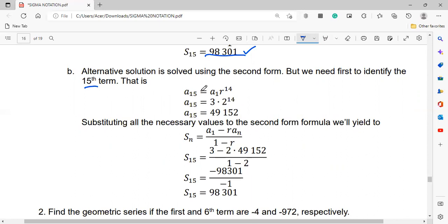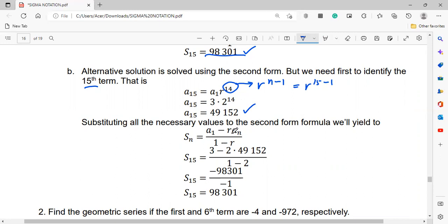Alternative solution to that, using the second form, we need first to identify the 15th term. So the 15th term is solved using a sub 1 times r raised to 14, and again, 14 comes from r raised to n minus 1, where n is 15. So 15 minus 1 is 14. The first term is 3, so multiply that by 2 raised to 14. Then the 15th term is 49,152.